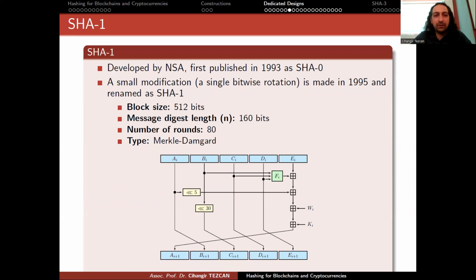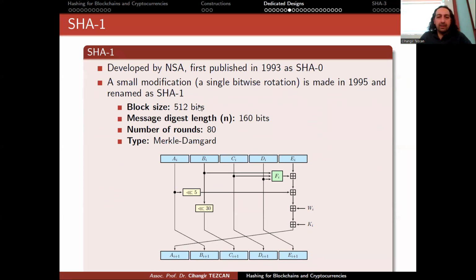SHA1 was developed by the NSA. Actually, it was first published in 1993. But then 2 years later, they added a single bitwise rotation. I think it was this one, I'm not sure. The initial version is referred to as SHA0. This modified version is referred to as SHA1.